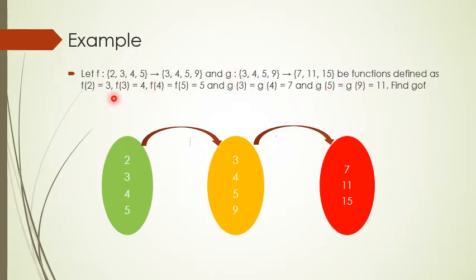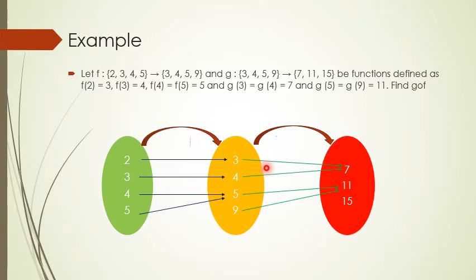Here, f of 2, that is 2, is mapped to 3, and 3 is mapped to 4, and 4 and 5 are mapped to 5 in the second set. That is, f of 2 is 3, f of 3 is 4, f of 4 and f of 5 are 5.